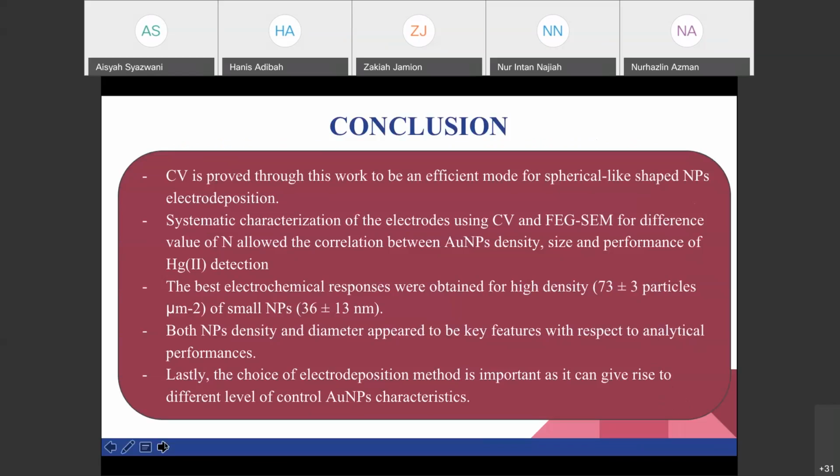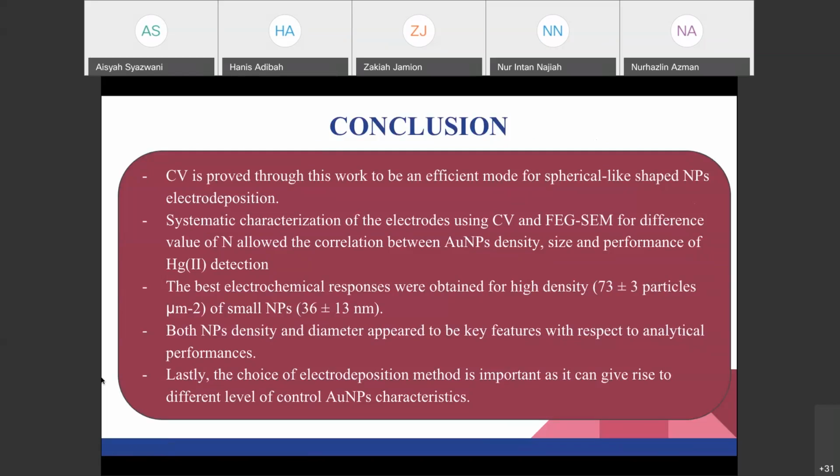For the conclusion, cyclic voltammetry is proved to be an efficient mode for spherical gold nanoparticle electrode deposition. Systematic characterization of the electrode using cyclic voltammetry and FEG-SEM for different values of n allows the correlation between gold nanoparticle density, size, and performance of mercury 2+ detection.